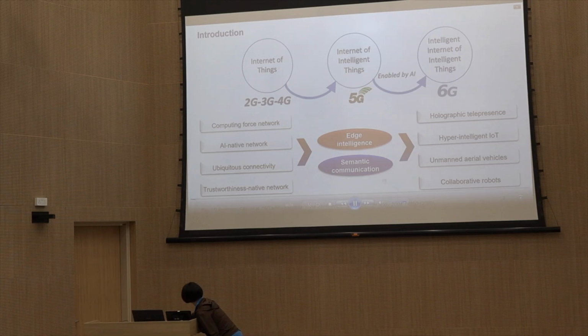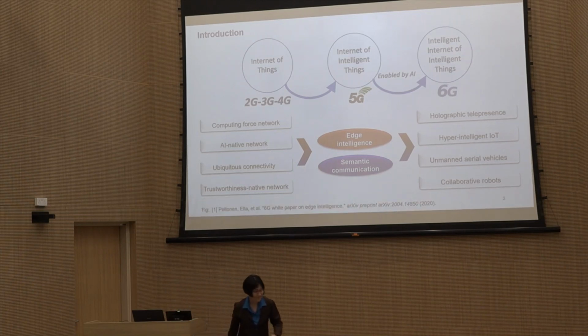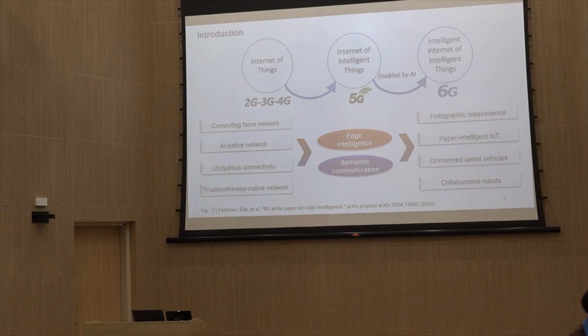Introduction. So we have wireless networks: 2G, 3G, 4G. This cellular network has been used well for Internet of Things technology. That means the wireless system can be used to connect sensors, actuators, and other devices. Now we are working on 5G. The things, objects, become more intelligent due to the advancement of AI and machine learning. Therefore, we can say that 5G is the Internet of Intelligent Things.